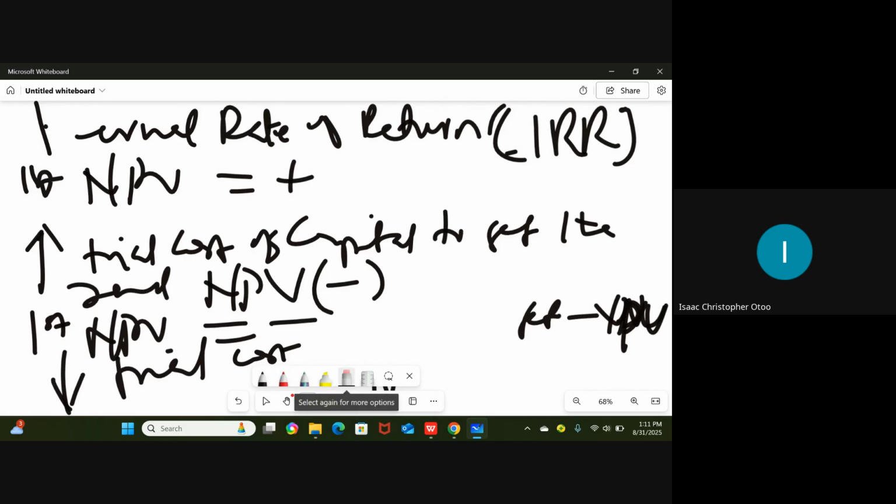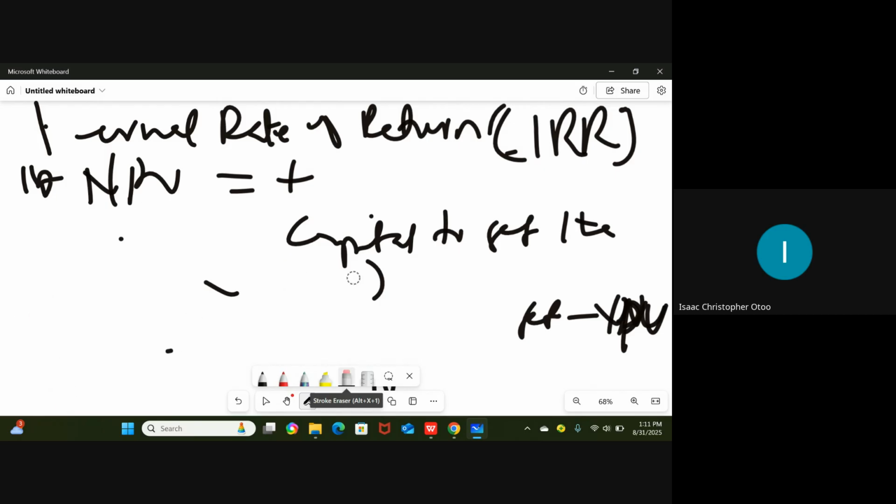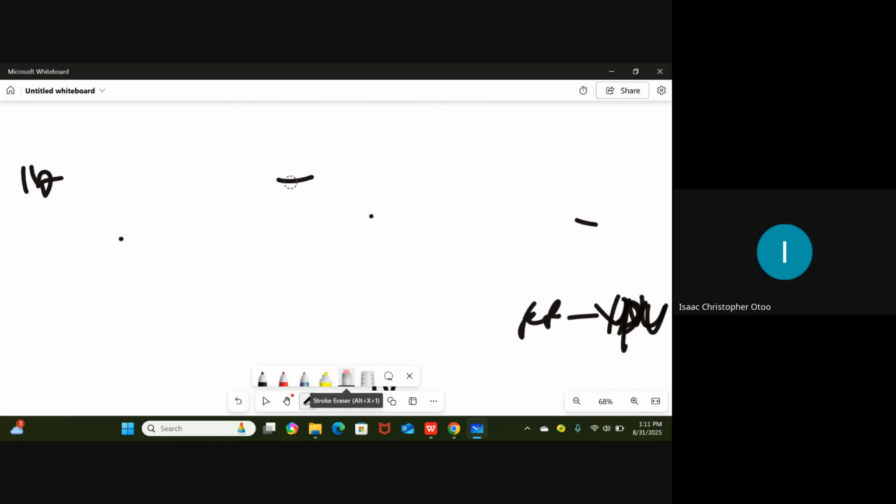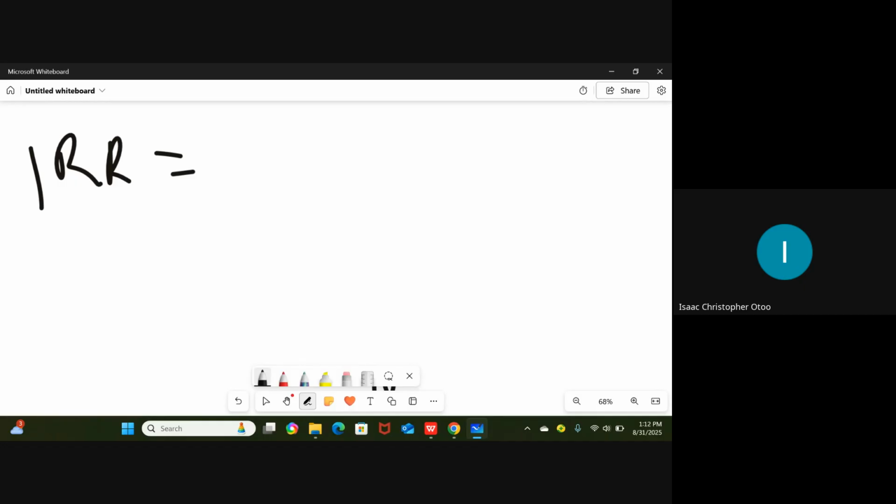Therefore, then I'll give you the formula for IRR. So IRR equals lower rate plus NPV of lower rate divided by the absolute sum.